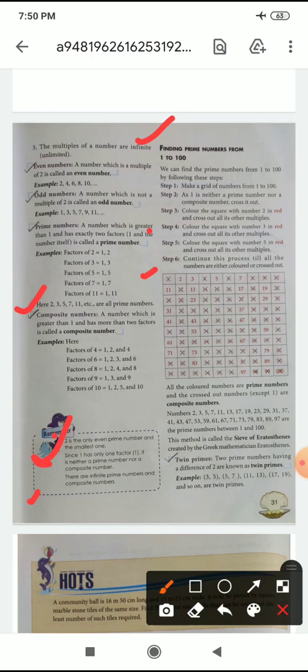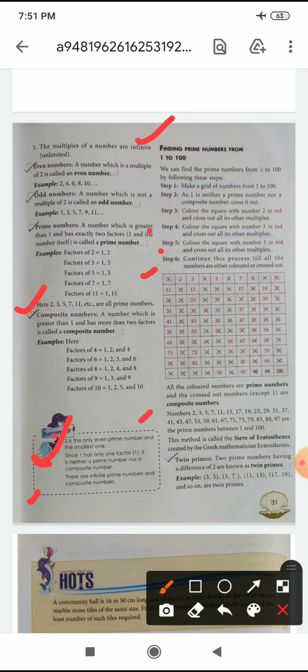Then step 5. Color the square with number 5 in red and cross out all its other multiples. Then children, you cross out multiples of 5. Step 6. Continue this process till all the numbers are either colored or crossed out. Then children, you mark all the colored numbers are prime and the crossed out numbers except one are composite numbers. So easily you can find out now from 1 to 100 which are prime numbers and which are composite numbers.